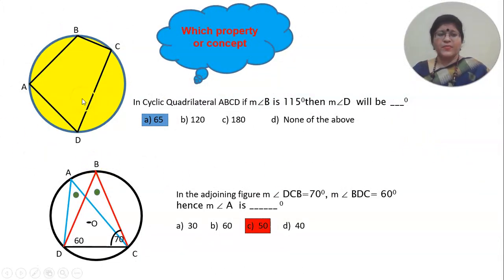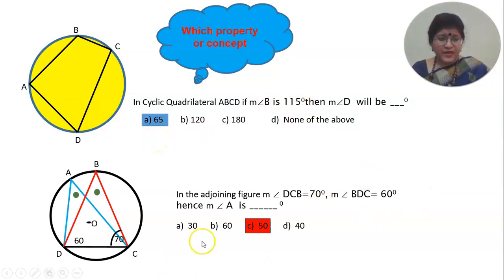Now think about the property or concept that you can use in this. This is again a cyclic quadrilateral. So if measure angle B is 115, what will be measure angle D? It will be 65 degrees because 180 minus 115 is 65.